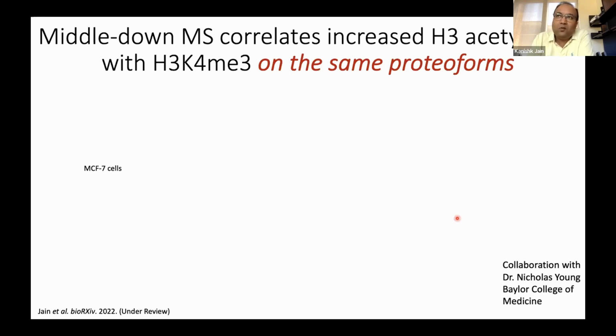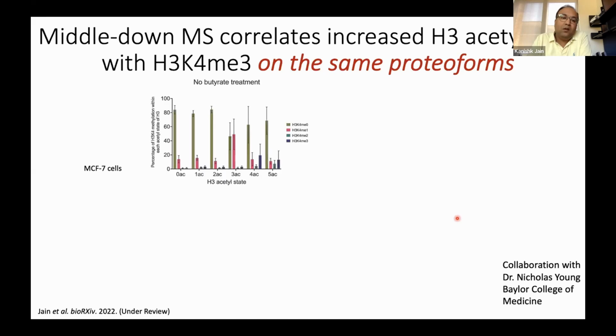So the way we did this was by boosting acetylation levels artificially by treating with sodium butyrate, which is an HDAC inhibitor, so a histone deacetylase inhibitor. In untreated cells, we're looking at different methyl states. Each color is a methyl state of H3K4 that also has at least either none, 1, 2, 3, 4, or 5 acetyl marks on the same molecule, on the same proteoform.